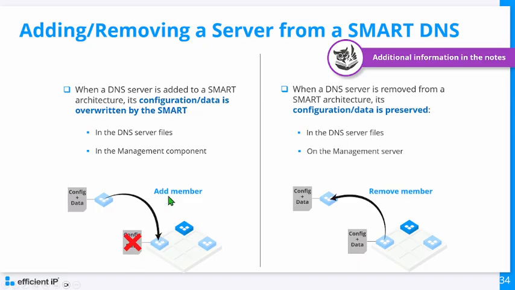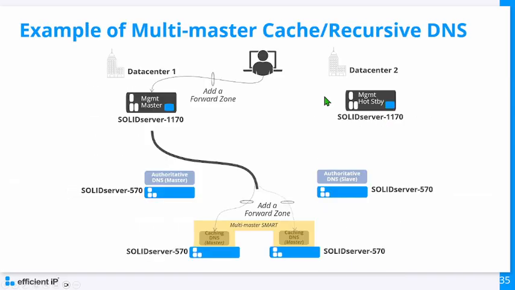So please take note of that. You know that, already emphasized many times. Now, but if you remove a member from the smart architecture, the configuration is maintained. So when you remove the member, the DNS server will still be functional, but just standalone by itself. Okay, right? And it will still be in production. It still serves DNS traffic.